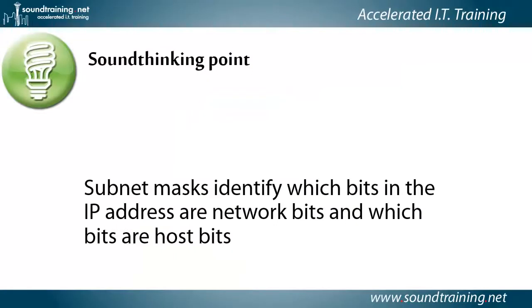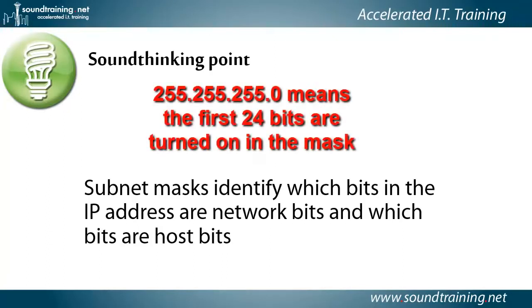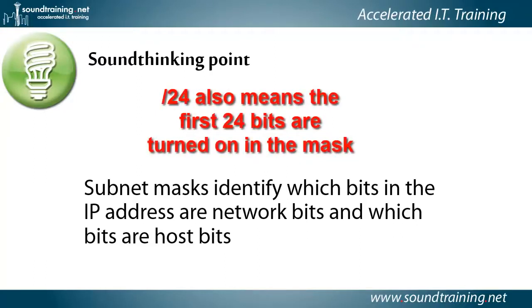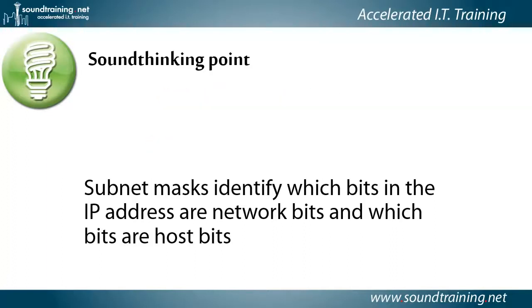So what's very important for you to understand is that the subnet mask identifies which bits in the IP address are network bits and which bits are host bits. And whether it's expressed in traditional dotted decimal notation like 255.255.255.0 or in the modern what's called CIDR or classless interdomain routing notation, /24, it means exactly the same thing. It means that the first 24 bits are turned on, the first 24 bits are network bits. And you may see a /18, but all that means is that the first 18 bits are turned on, and that the last 14 would be host bits. So the first 18 would be network, the last 14 would be host.